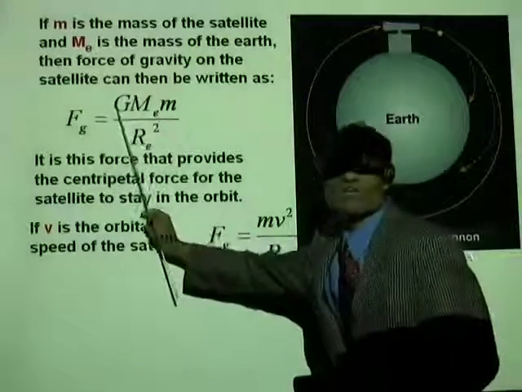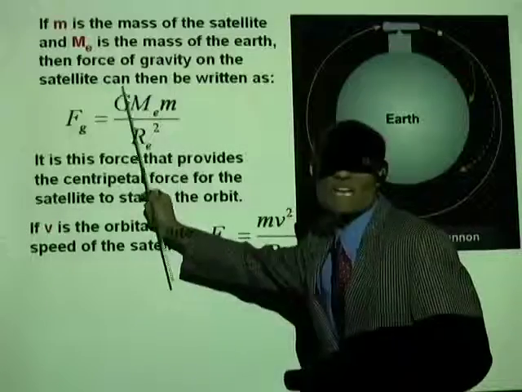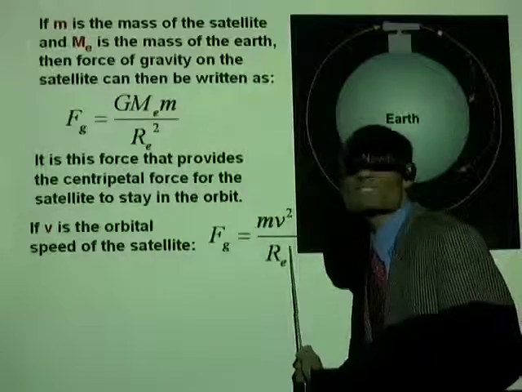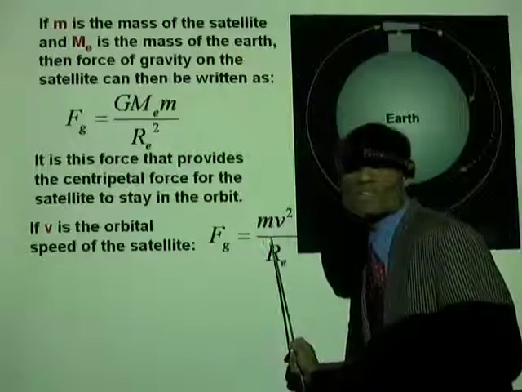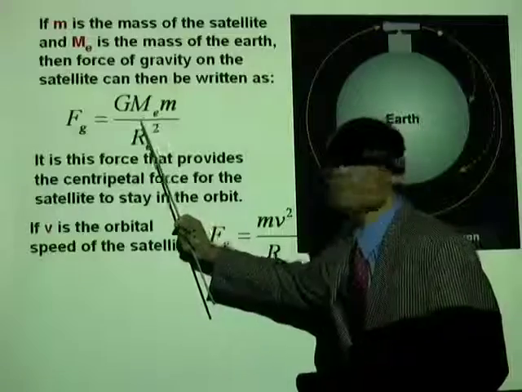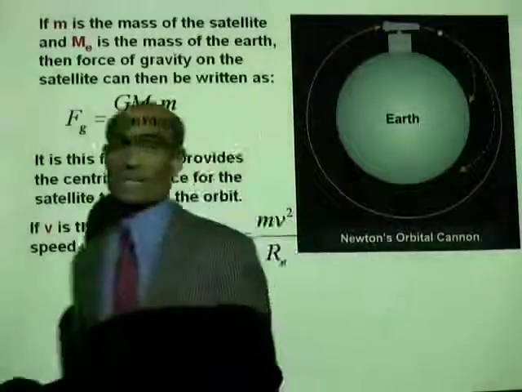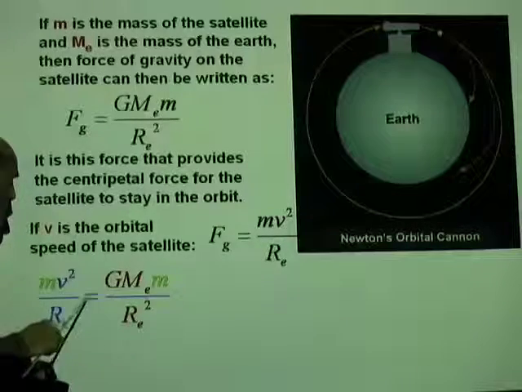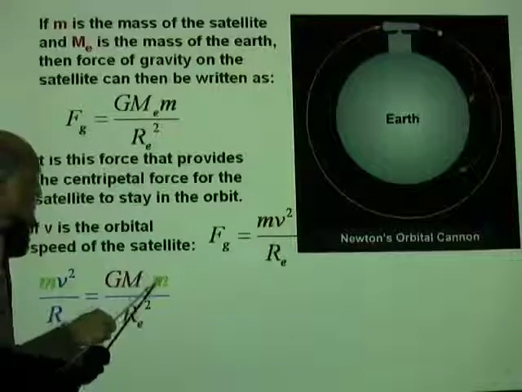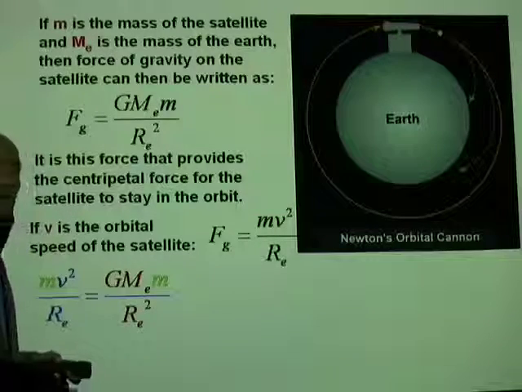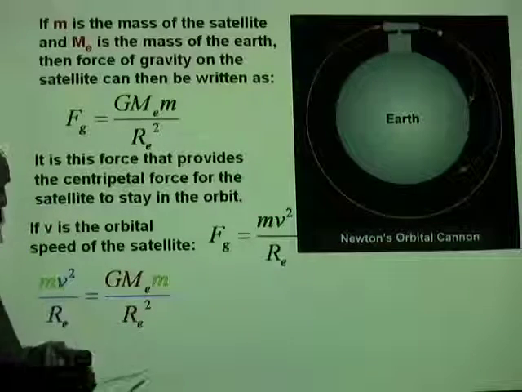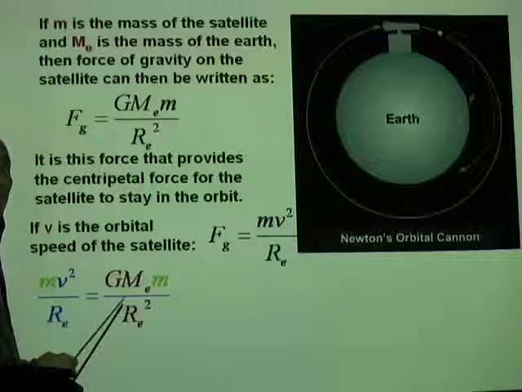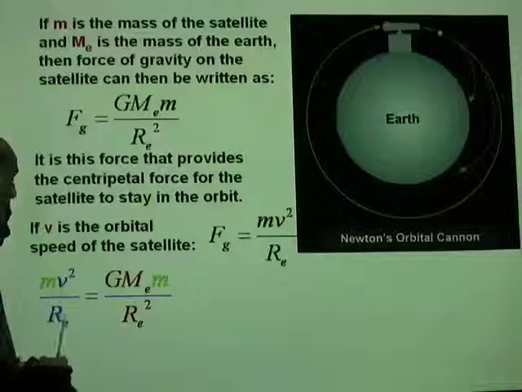That means we can now take this quantity, the gravitational force on the satellite, and set it equal to the centripetal force, because this centripetal force is provided by this gravitational force. Let's equate those two equations: mv squared over RE equal to G ME m over RE squared. Now I have used different colors here. First of all, green colors, m and m will cancel from either side.